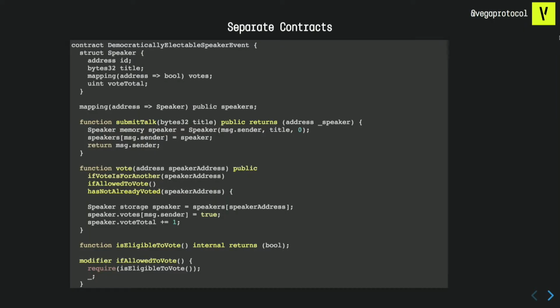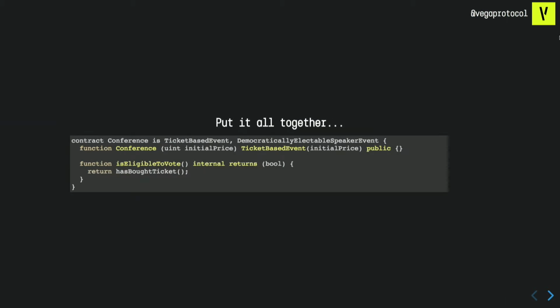I can then encapsulate that code into its own contract. I could make another one for the voting stuff. So I've got a contract called democratically electable speaker event. That's a sort of event where anybody can vote for the speaker. I'm putting that functionality into its own buckets so that I can then compose them again later in a very concise syntax in Solidity.